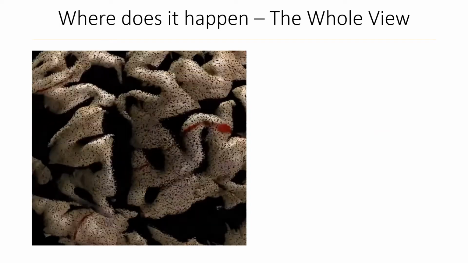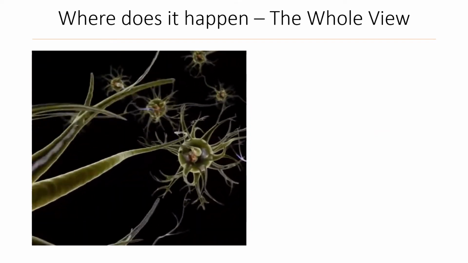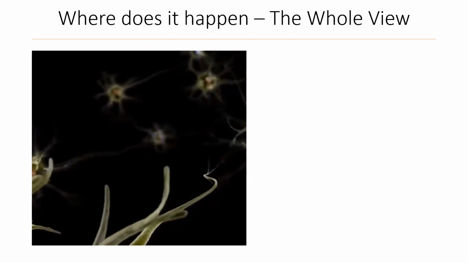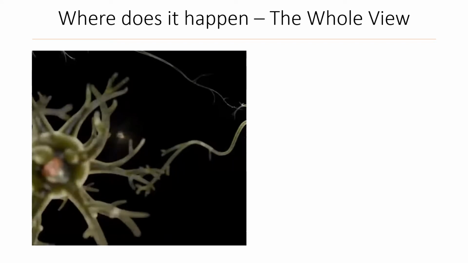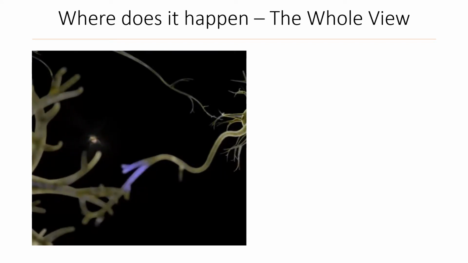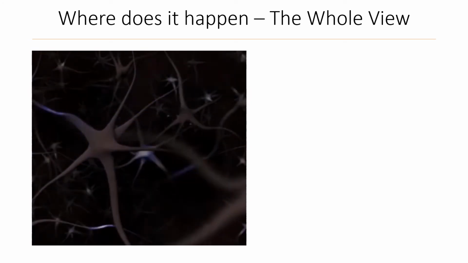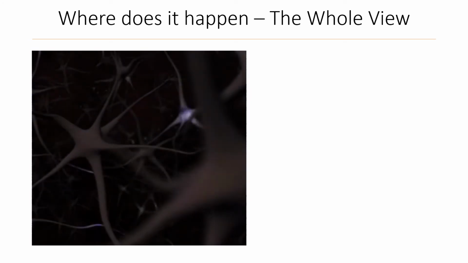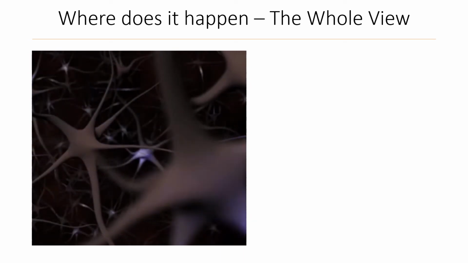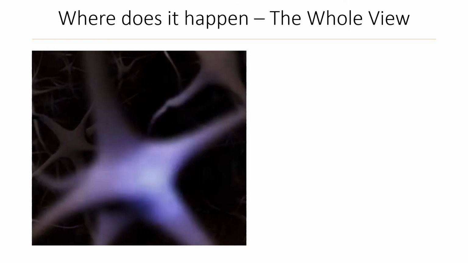Looking at the whole view now, everything happens inside our brains. Every idea that crosses your mind, every word you're saying, every word you're hearing, translates into electric impulses flowing between neurons through synapses. So there is a lot of electrical activity going through our nervous system in the form of action potentials through synapses.